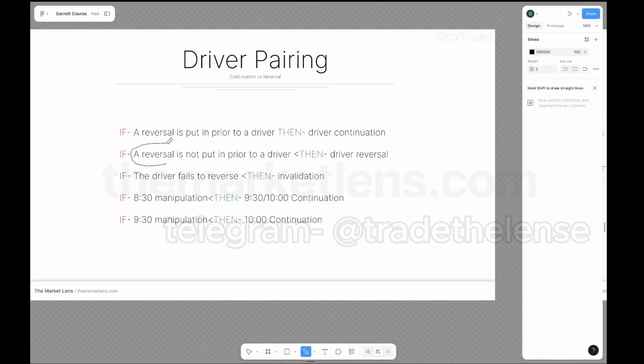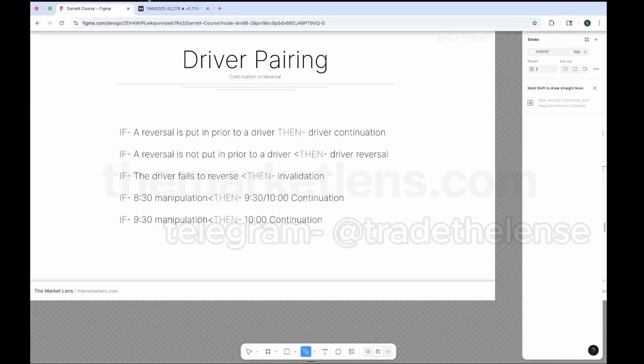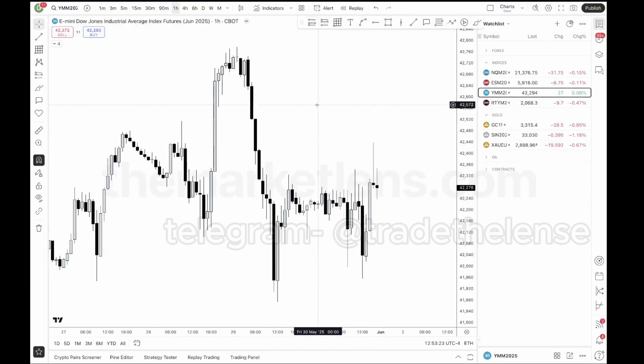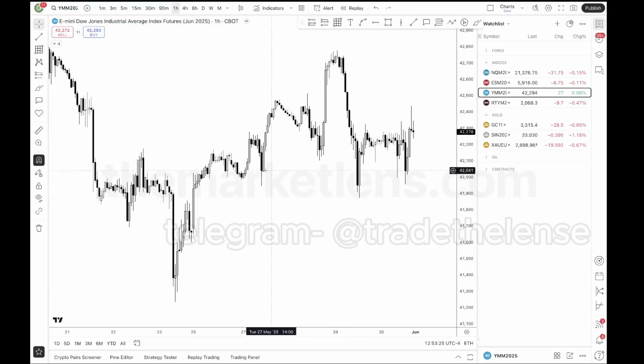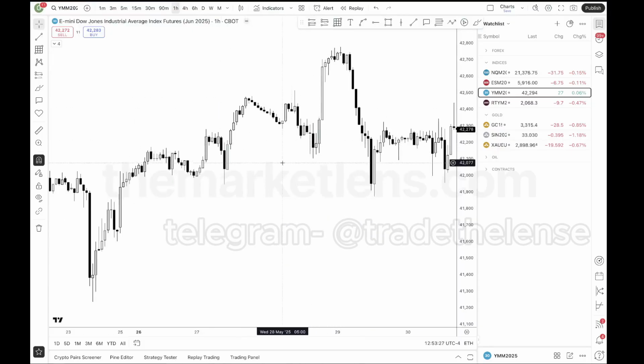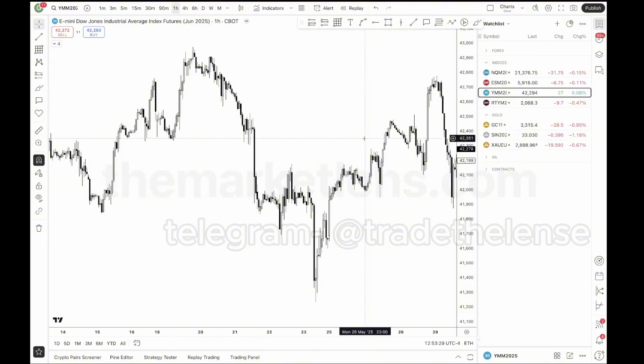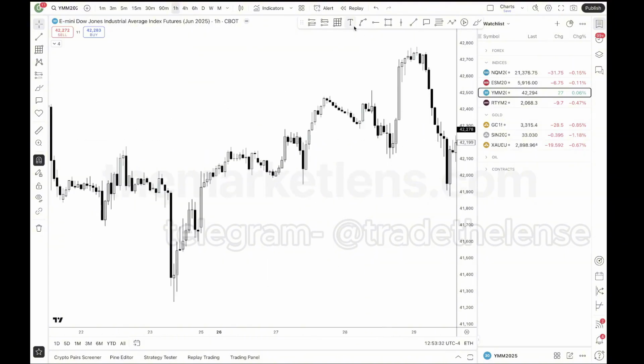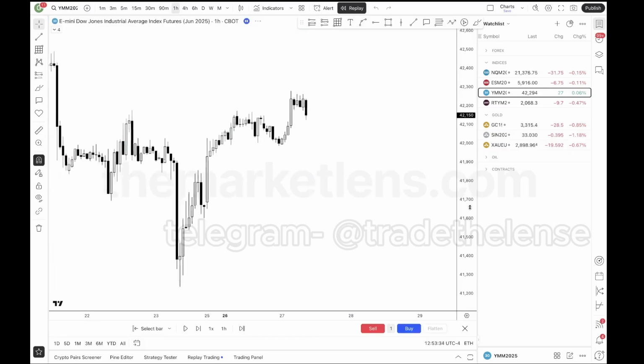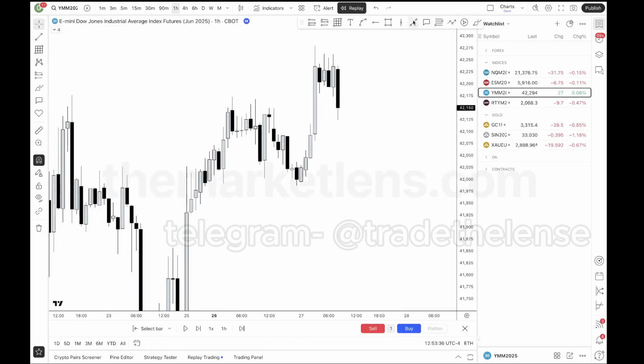If a reversal is not put in prior to the driver, there's always going to be something to reverse off of, right? Then the driver needs to reverse from it. So if I show you some examples of this, like if we haven't even traded into anything relevant to form a relevant low or high of day, this is kind of an example here, I would say: this is not going to be the low of day on YM, right? Because we wouldn't know that, right?